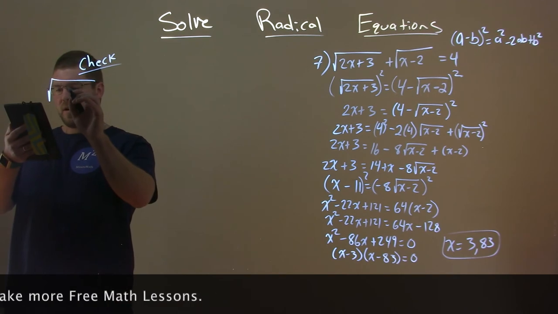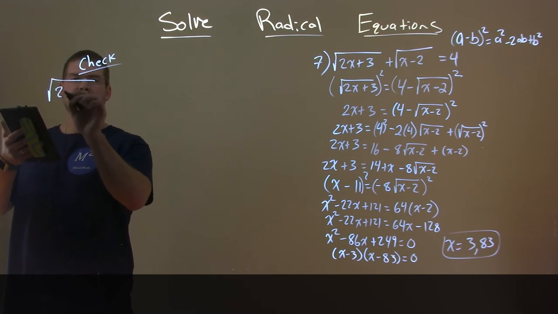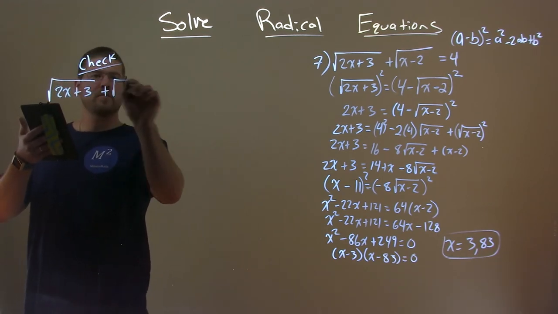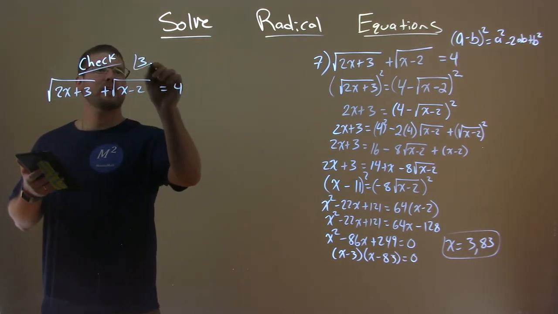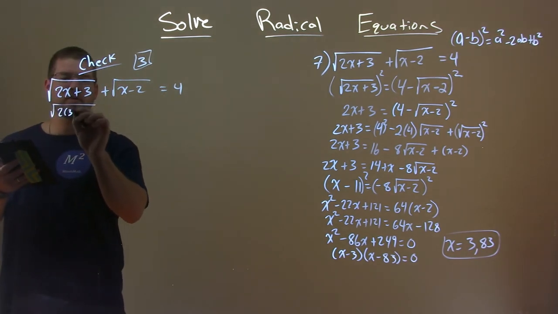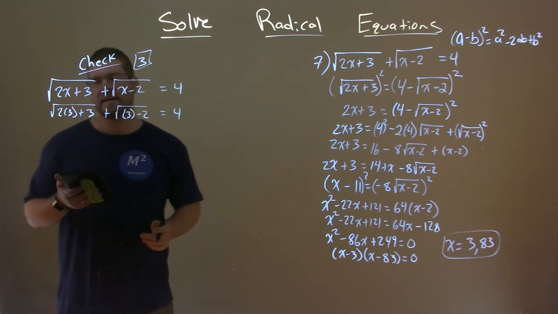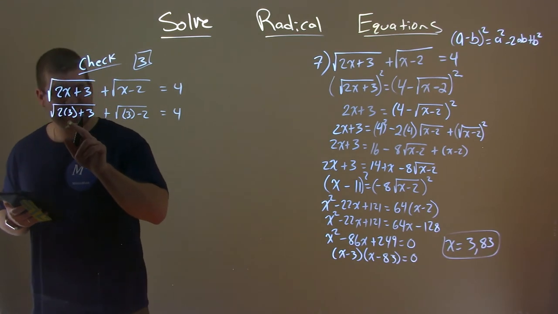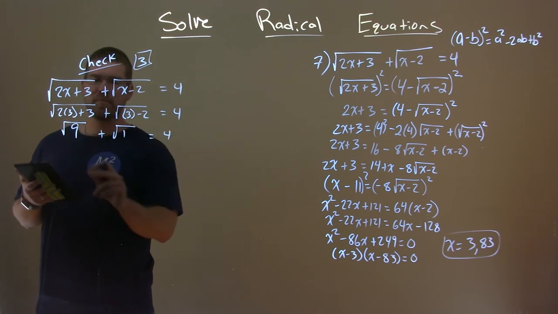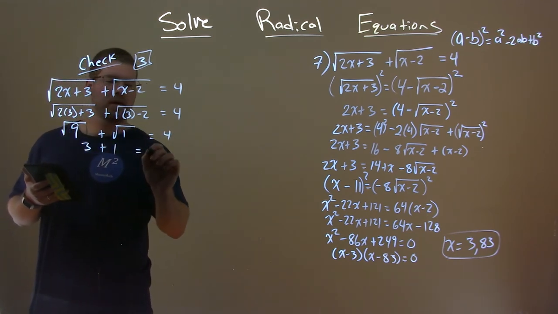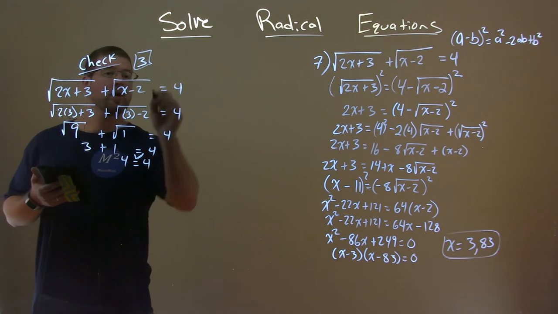So we have 2x plus 3 plus the square root of x minus 2 equals 4. We're going to plug a 3 in. Let's go 3 here for the first check. Square root of 2 times 3 plus 3, plus the square root of 3 minus 2. Does that equal 4? 2 times 3 is 6, plus 3 is 9, square root of 9. 3 minus 2 is 1, does that equal 4? Square root of 9 is 3, square root of 1 is 1, and we're looking good. 3 plus 1 is 4, 4 equals 4. So we're good on 3, 3 works.